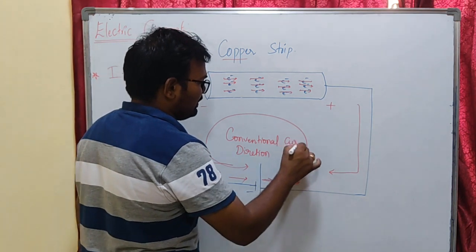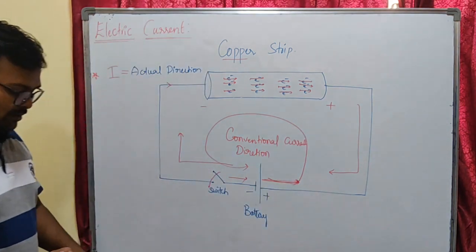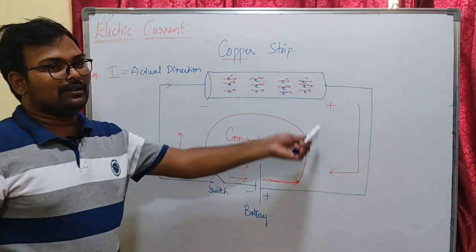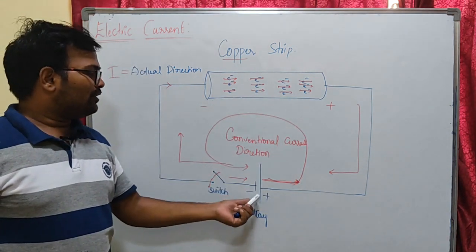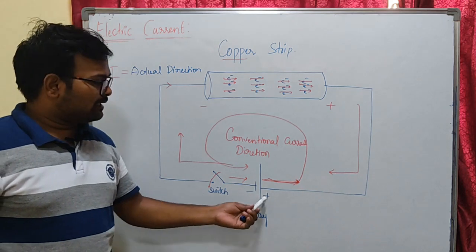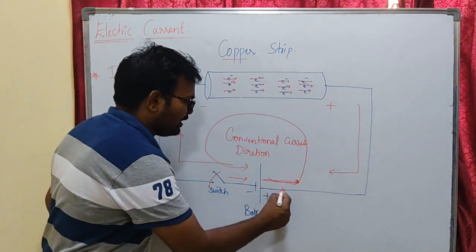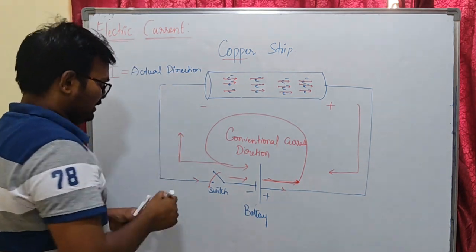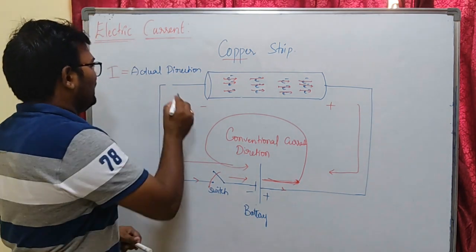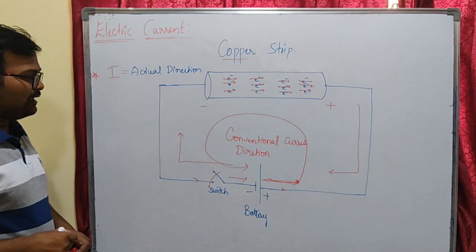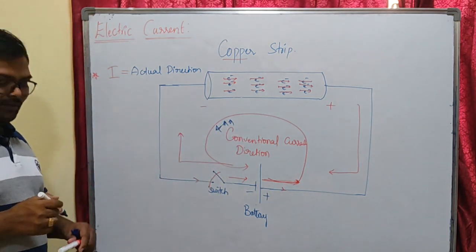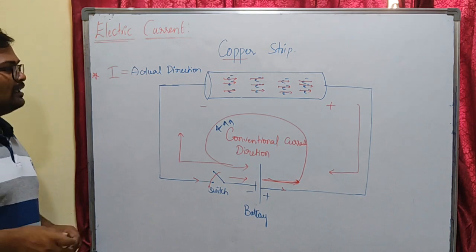This is the conventional current direction, but this is the actual direction of the current. We use the conventional direction of current, that is, current leaves the positive terminal of the battery and enters the negative terminal of the battery. This is the direction we opt for in our electrical circuits. So we choose the conventional current direction rather than the actual direction of current. So this is about the direction of the current.